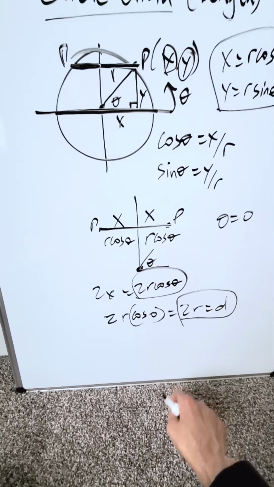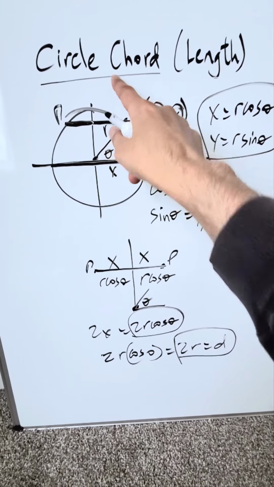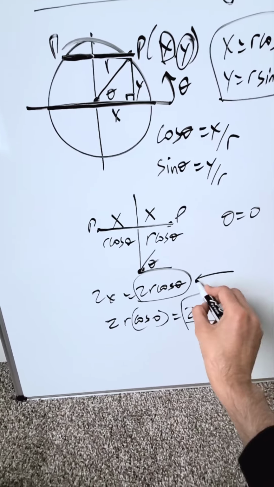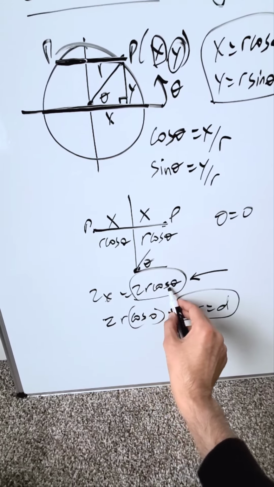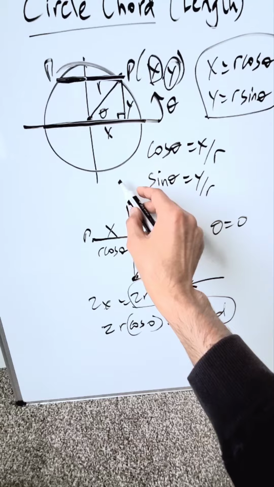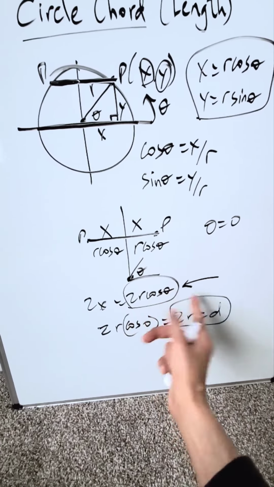If someone were to ask you how you can determine the length of any chord in a circle, so long as it was parallel to your diameter, this right here is your formula. It's equal to 2x, or 2r cosine theta, and it will be correct. Based on your angle, you can draw different chords and they'll be parallel to your diameter, and that angle will vary the length of that specific chord.